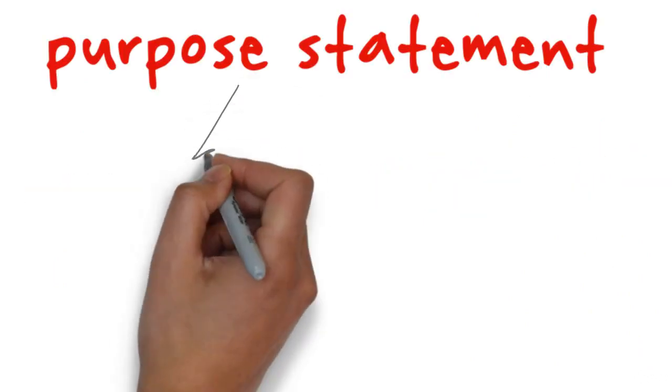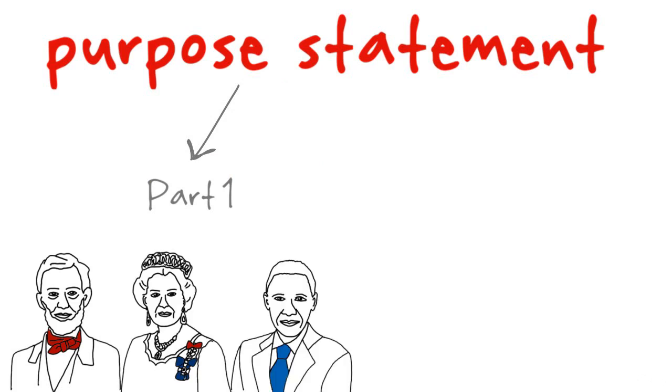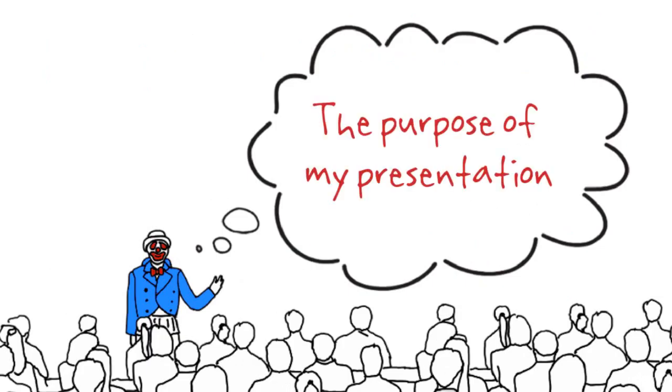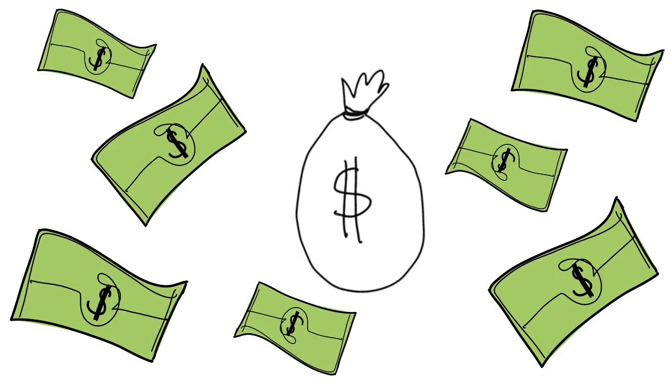2 parts to your purpose statement. Part 1 is to identify who you want to influence, and part 2 is to state what you want them to do. Here's a few examples. The purpose of my presentation is to influence my bosses so that they give me a big fat bonus and an extra week of leave next year.